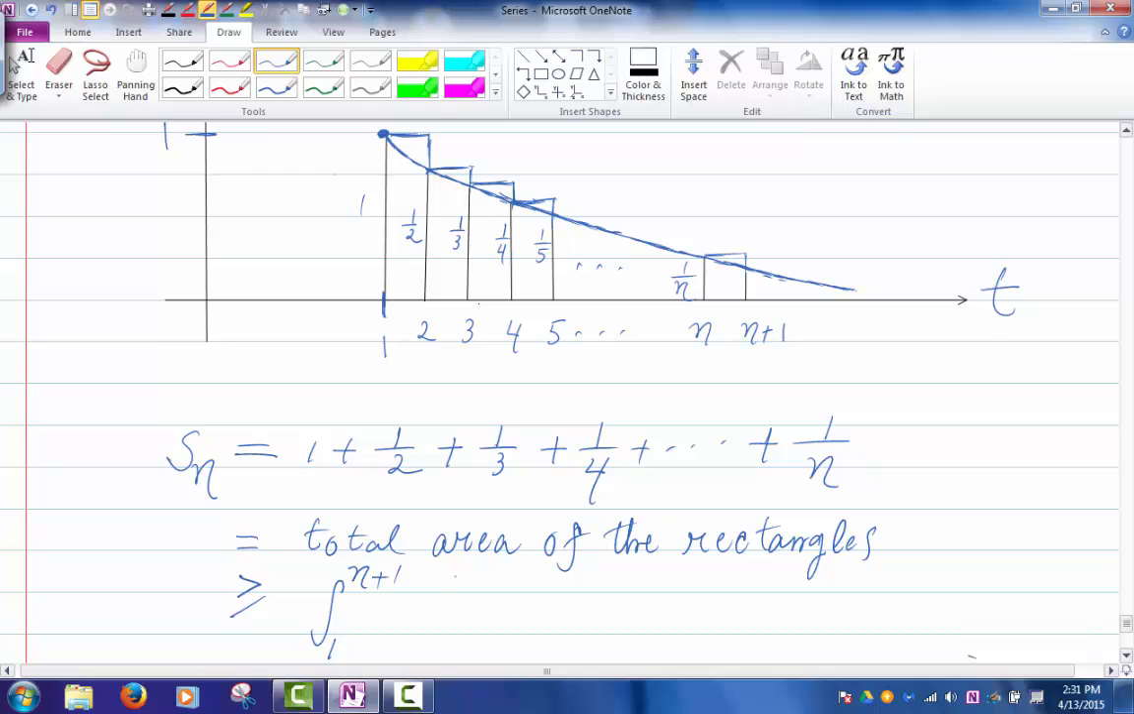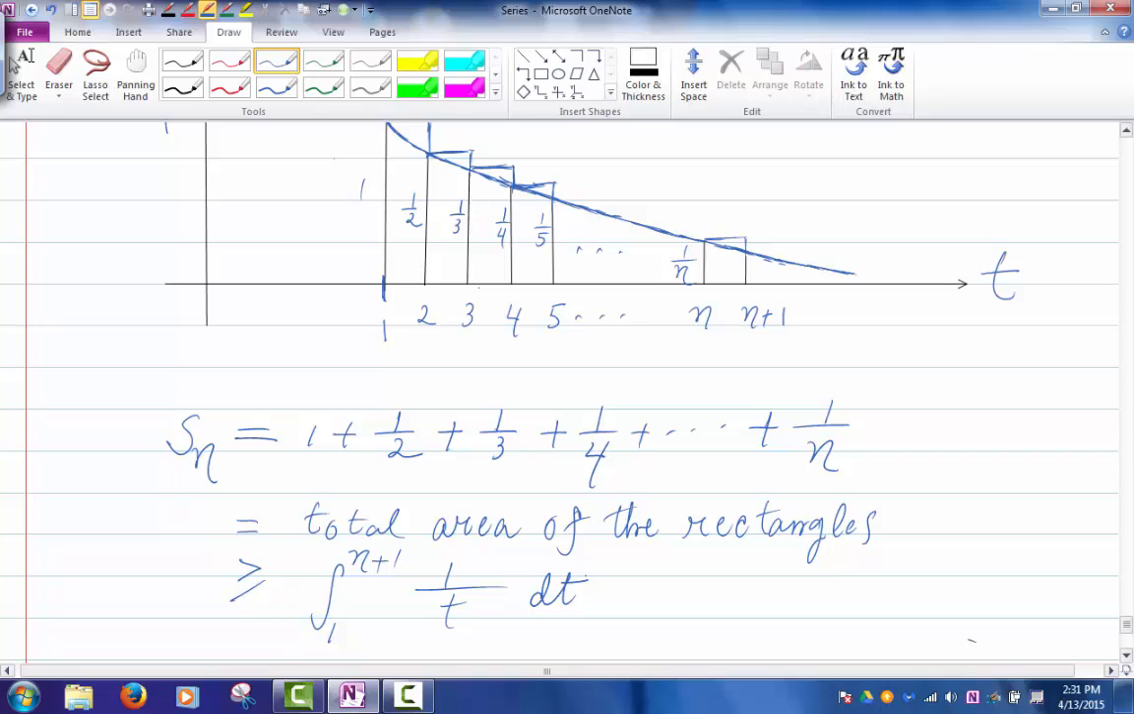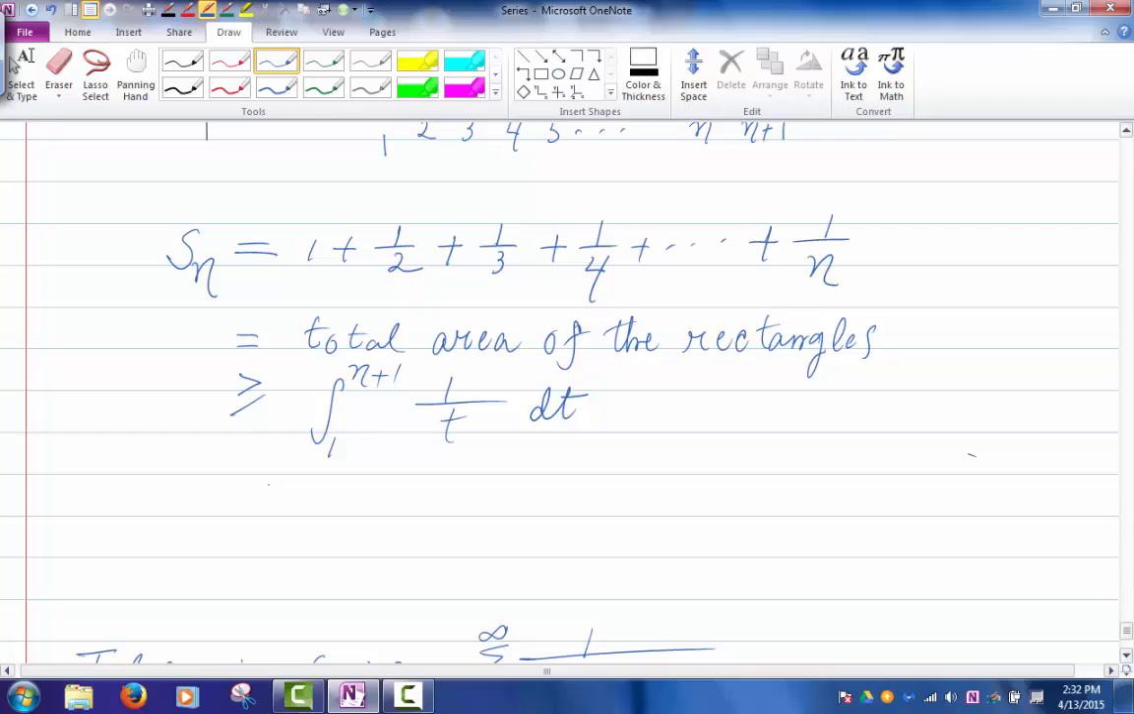And then what's the integrand? 1 over t, right? Remember the curve is 1 over t. So the area below the curve is given by the integral from 1 to n plus 1 of 1 over t dt. But can someone tell me what that integral is? What's the antiderivative of 1 over t? And then evaluate from 1 to n plus 1, right?